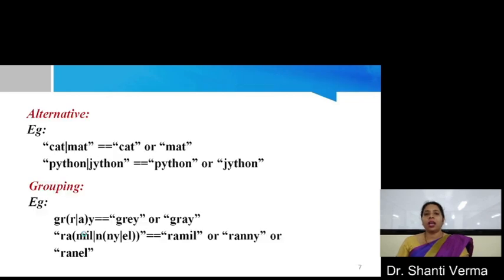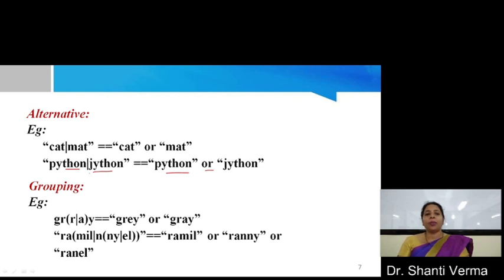First, what is alternative? Alternative means or. So, if you want to find cat or mat, then you can use the symbol for or. Similarly, if you want to find Python or JPython, then you can write Python or JPython. So, alternative is used for or.